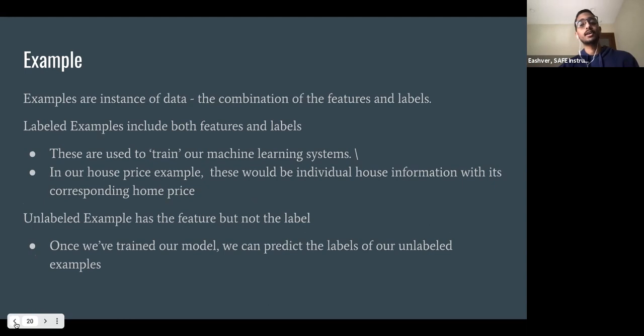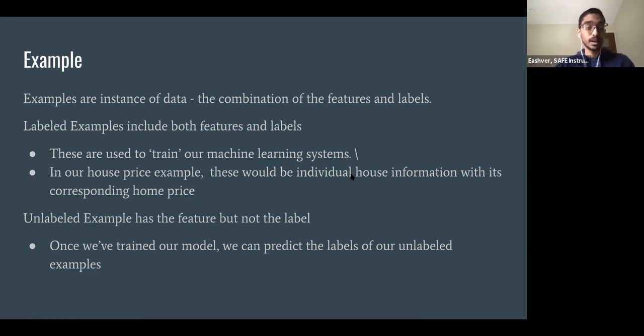You need both so that the machine can understand the relationship between the two. Because if you're missing the features, then there's no inputs. And if you're missing the outputs, how is your model supposed to relate your features to some sort of output that makes any sense? So that's what the labeled examples are for, training the machine learning systems.